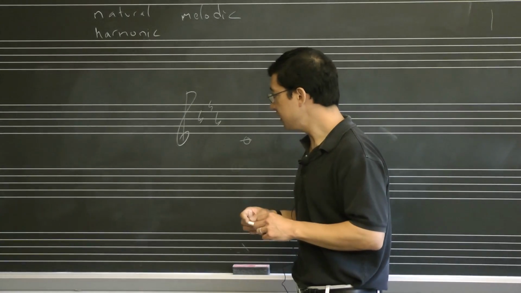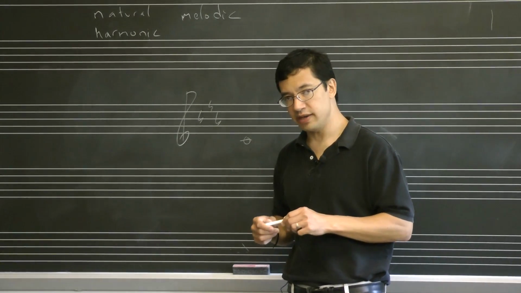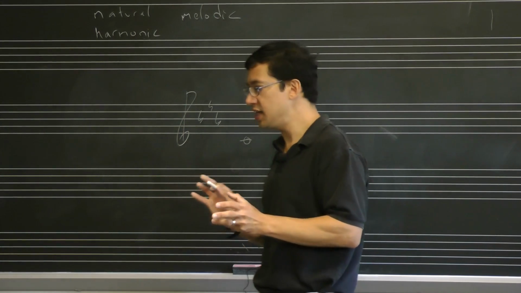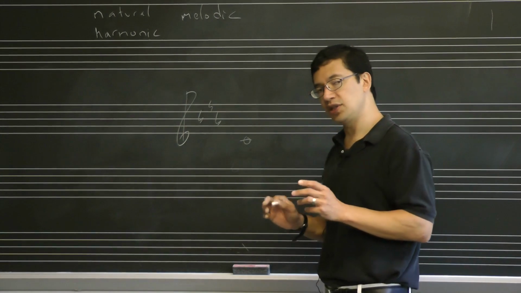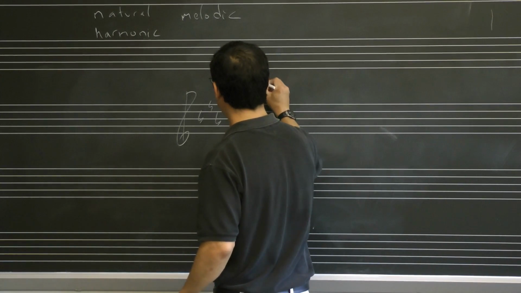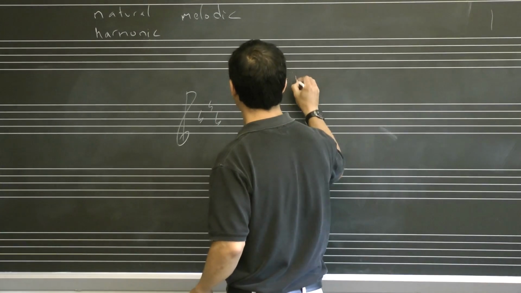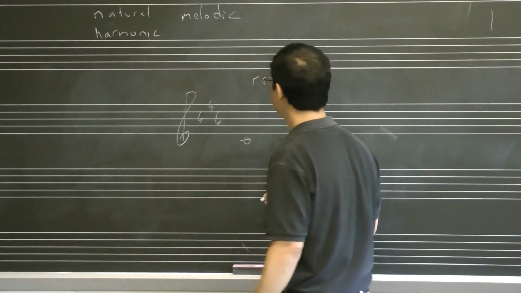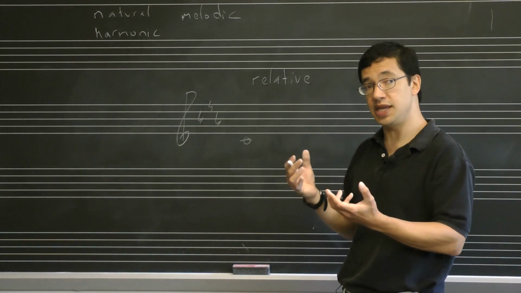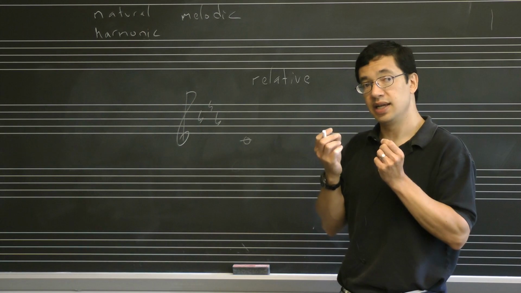Now, the other thing is that you should be aware that there are 2 kinds of correspondence between major and minor keys. What we just saw in that chart are what's called relative minors. So the relative major and minor, those are 2 keys that share the same key signature.